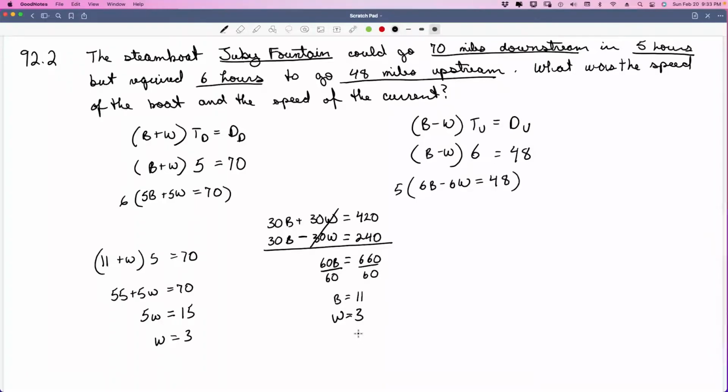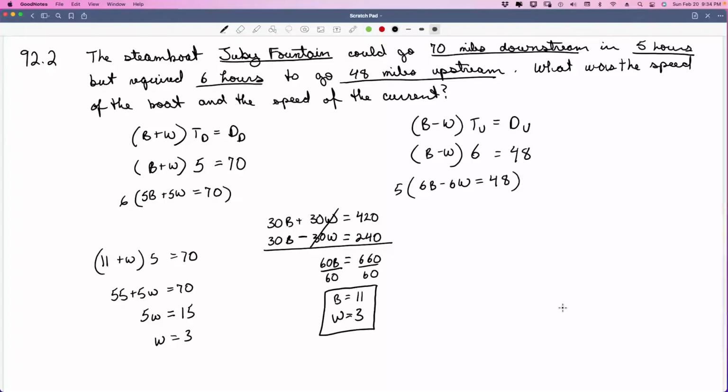All right. So whenever we have the boat going downstream, we have 11 plus 3, which is 14. When it's going upstream, we have 11 minus 3, which is 8. So those are the speeds of the boat and the speeds of the current, and these are the two things we had to solve for.